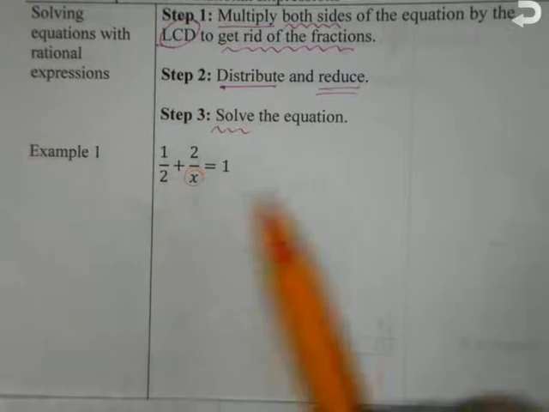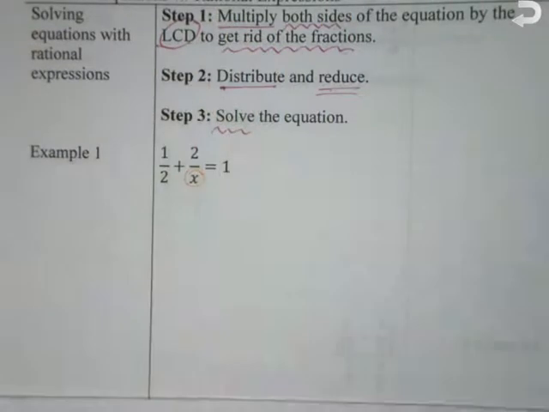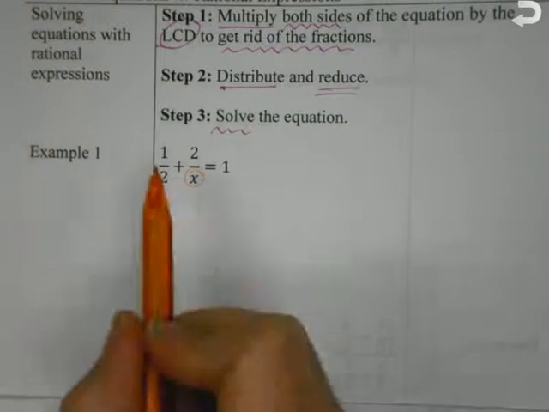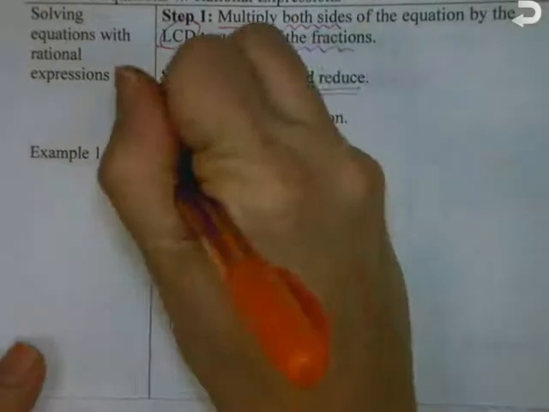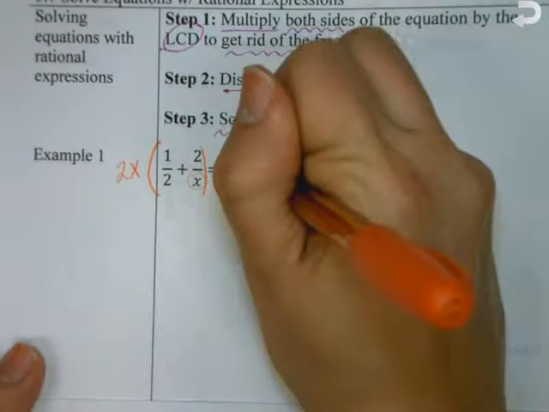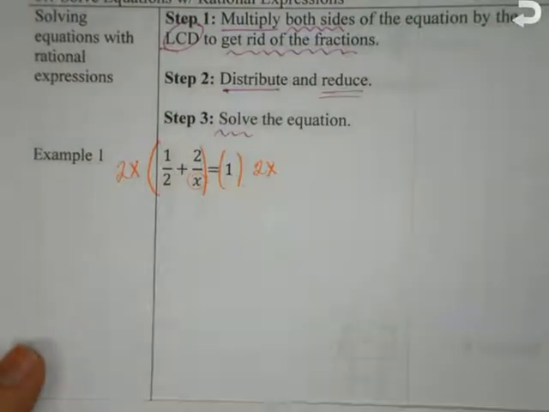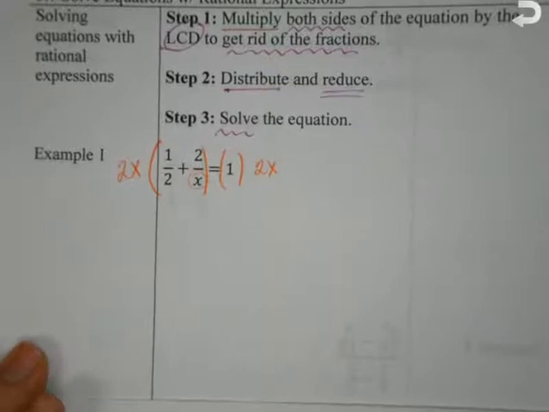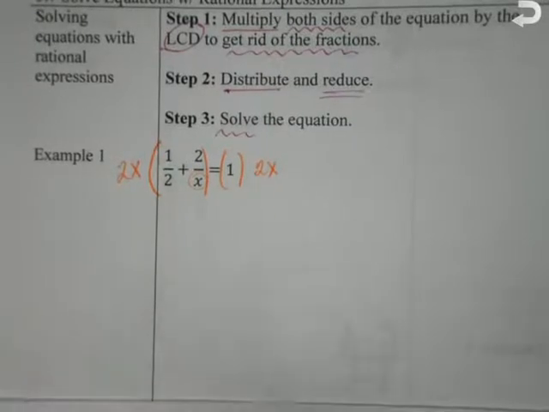So, step 1 tells us to multiply both sides by the LCD. So what would the LCD be here in this problem? 2x. So multiply both sides by 2x. Why both sides? Yep, good. Whatever you do to one side, you have to do to the other. Okay. So we're multiplying both sides by 2x.